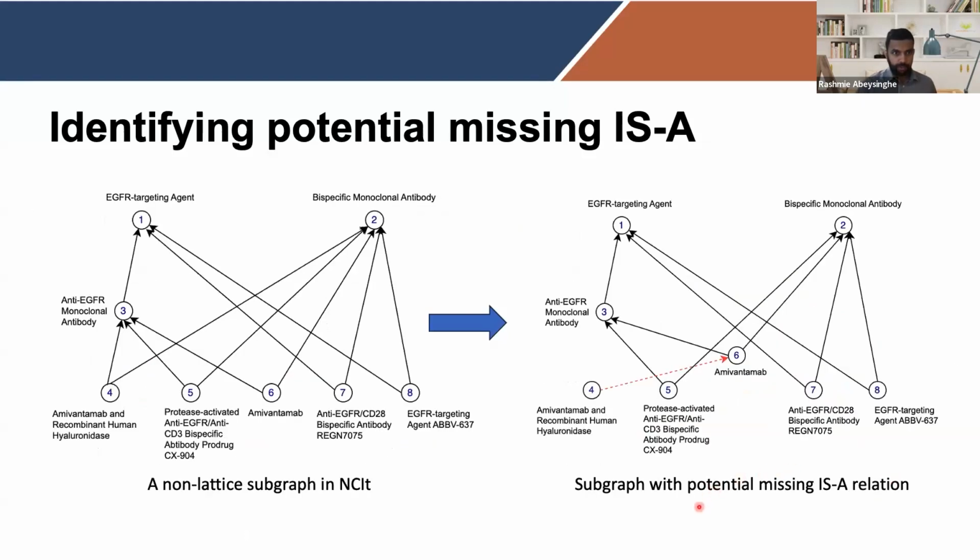So this is an example from NCI Thesaurus. You have the original non-lattice subgraph on the left, and the missing Isa relation denoted by this dashed arrow in red. Again, the existing Isa between 4 and 3 and 4 and 2 have been removed because that's implied through this part, as well as this 4, 6 and 3 part.